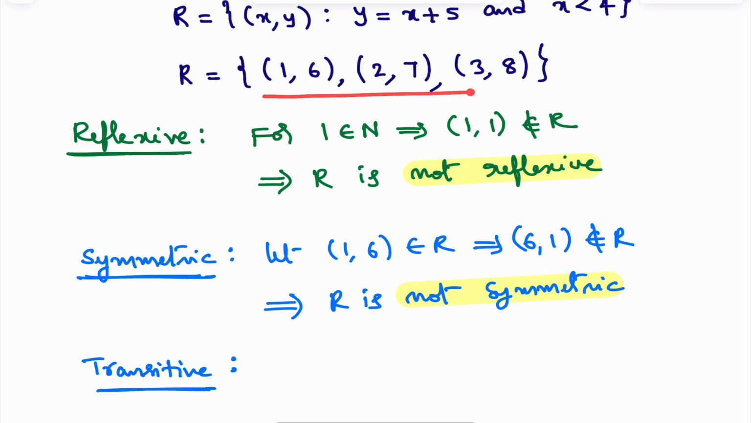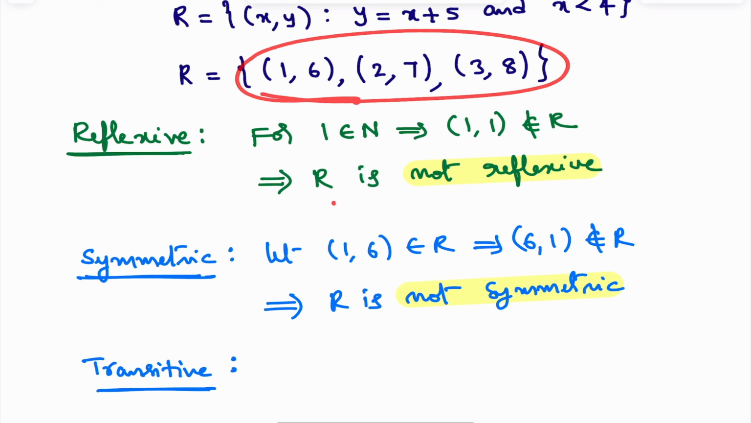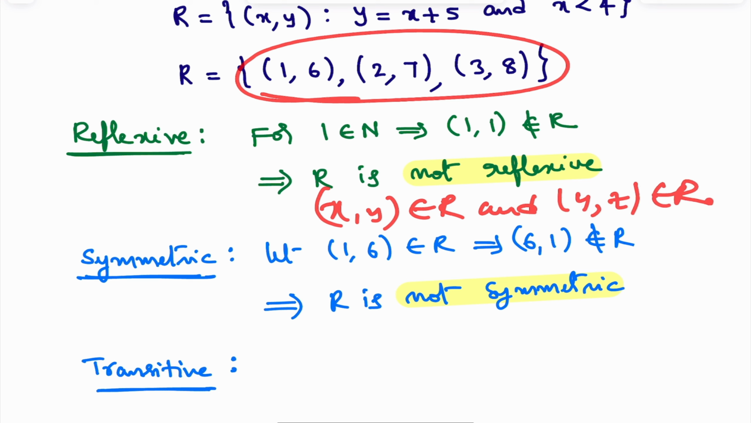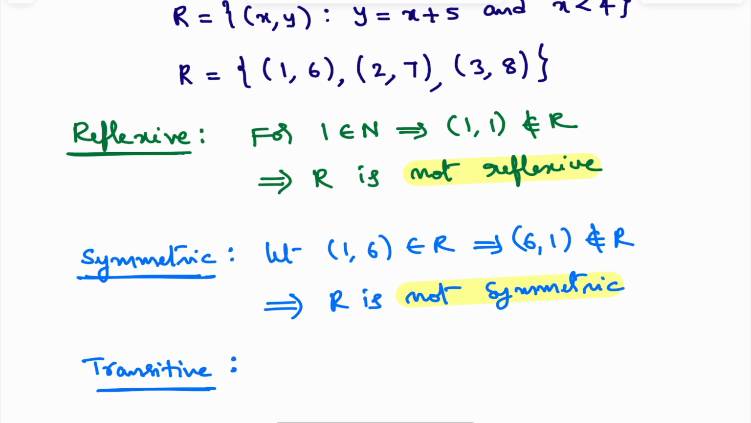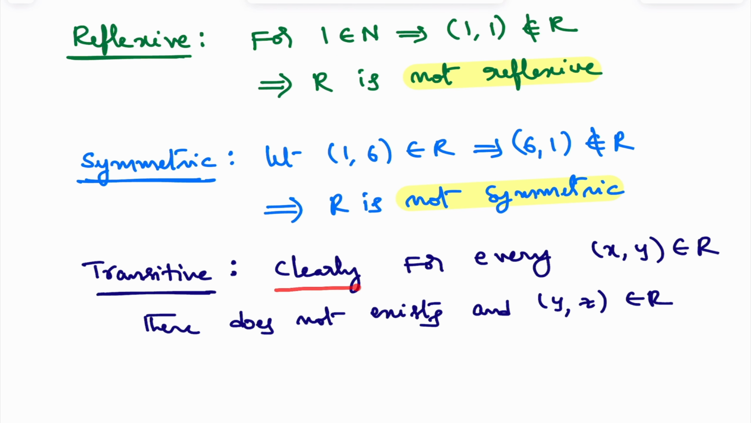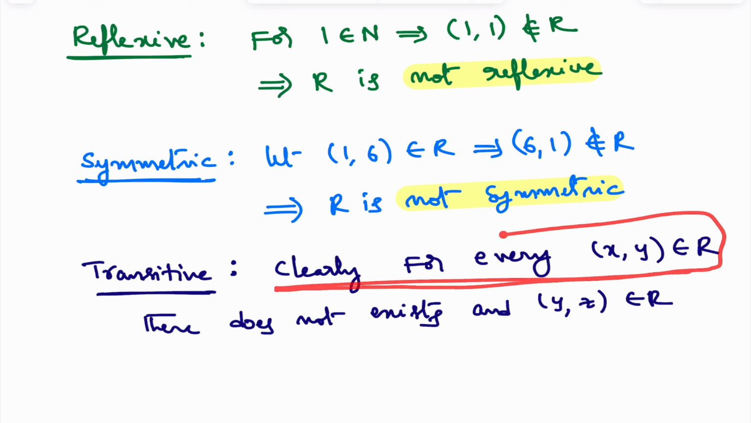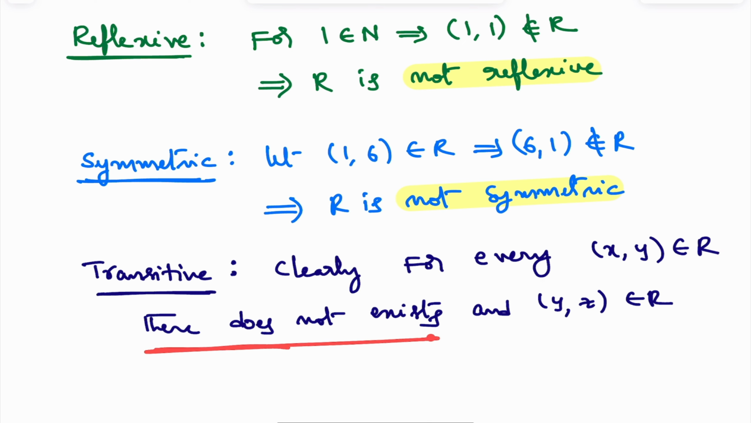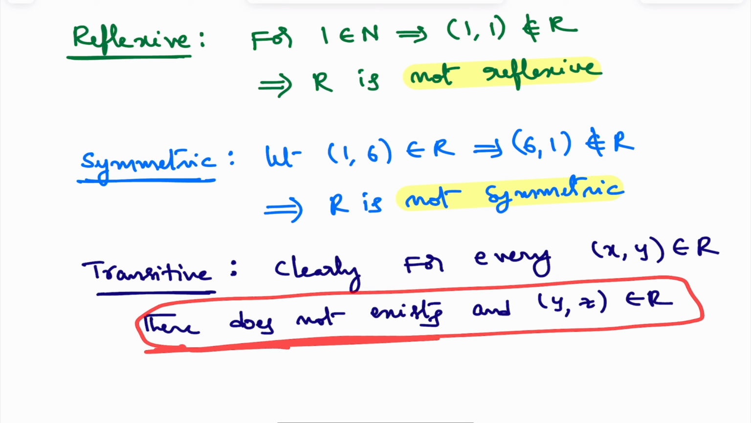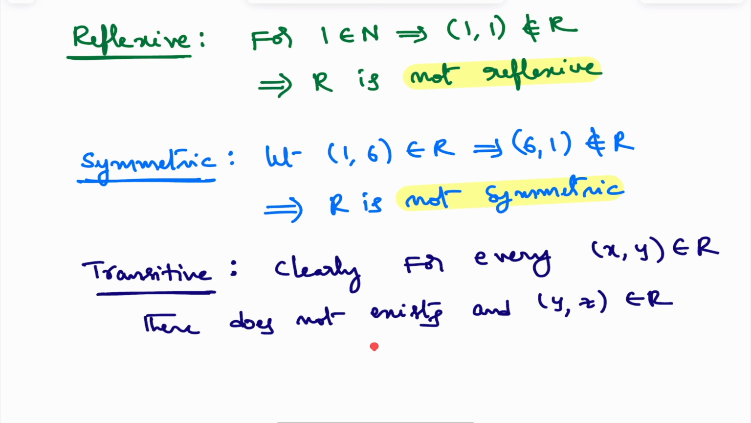So overall, we identified that there doesn't exist (x, y) belongs to R and (y, z) belongs to R in the relation. So there is no need to look for (x, z). I hope you are understanding. You observe this clearly. For every ordered pair in the given relation, there doesn't exist (y, z). That means (x, y), (y, z) do not exist in this relation. In this case, we say that the given relation is transitive.